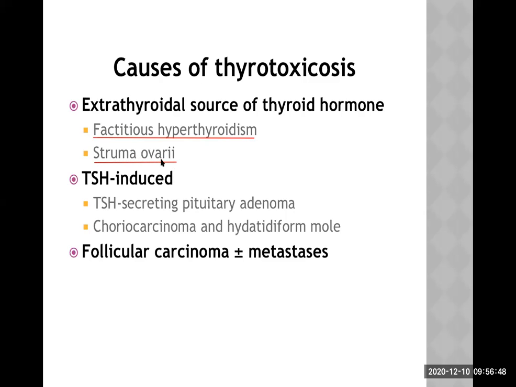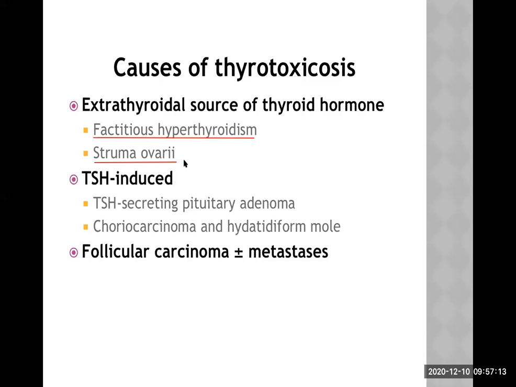Another is struma ovarii. Now this is ovarian tumor which is secreting thyroid hormone. Now remember, there are different types of ovarian tumor we have studied. One type is called teratoma, and that teratoma can have different cells or tissues inside it. They are derivative from ectoderm, endoderm, and mesoderm.